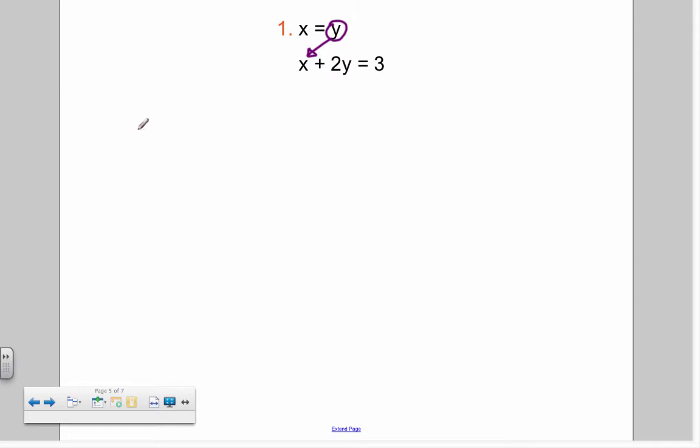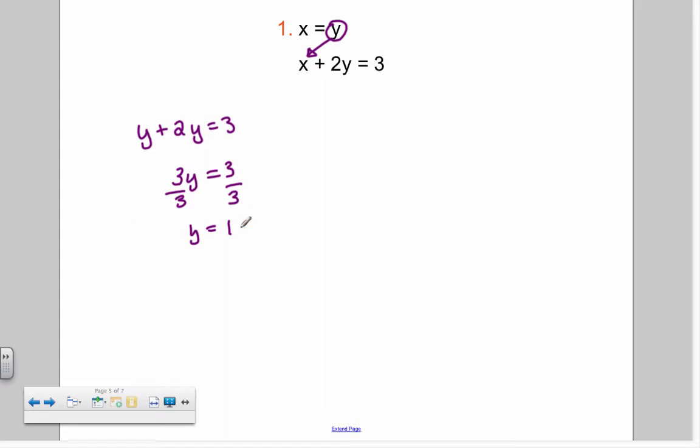That would be y plus 2y is equal to 3. So now I can double check that I did my substitution correct because I should only have one variable left in my opposite equation. And I do, I only have y. So I'm going to solve for y now. y plus 2y is 3y. And then I'm going to divide both sides by 3. y is now equal to 1.